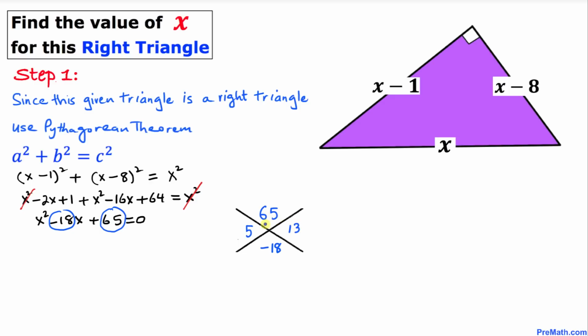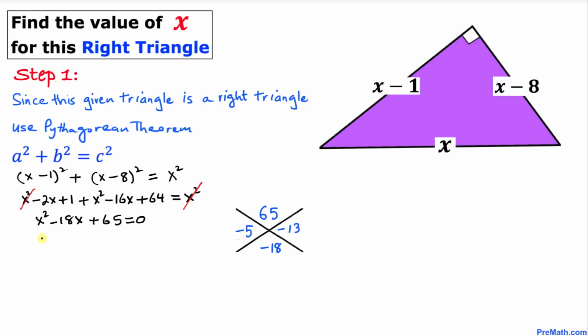So we can see that the possible factors are simply 5 times 13. That indeed is going to give us 65 if we multiply them, and if we add them, we are going to get 18. The only thing is we need to fix the sign. So the sign is going to be negative for both, negative 5 and negative 13. If we multiply these two factors, we are going to get positive 65, and if we add negative 5 and negative 13, we are going to get negative 18.